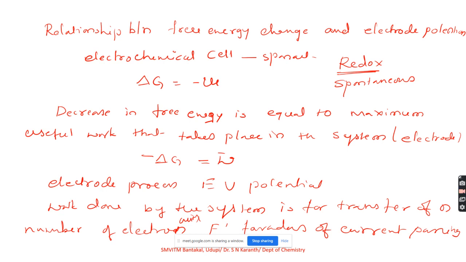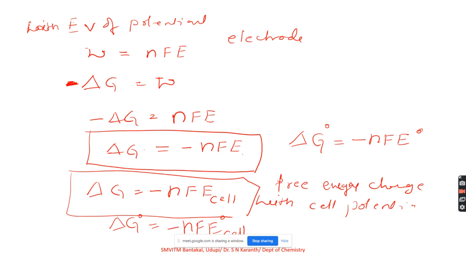The work taking place in the electrode is carrying n number of electrons with the potential of E volt, with F Faradays of current. That can be represented as W is equal to nFE, or minus delta G is equal to W, because in an electrode, the reaction is spontaneous. The decrease in free energy of the system is equal to the maximum useful work done by the system. So we can write it as minus delta G is equal to nFE, or the change in free energy is equal to minus nFE, where E is the electrode potential, or you can represent it for the Ecell potential. It becomes delta G is equal to minus nFE cell.